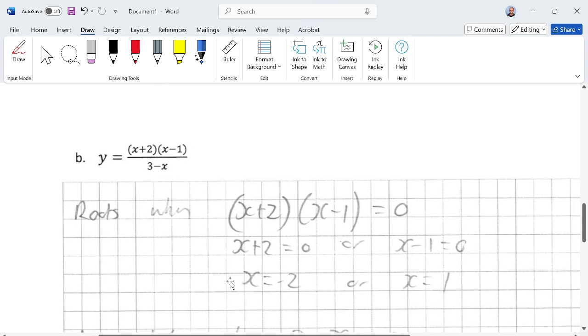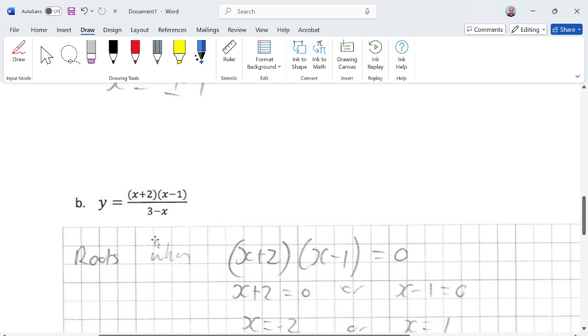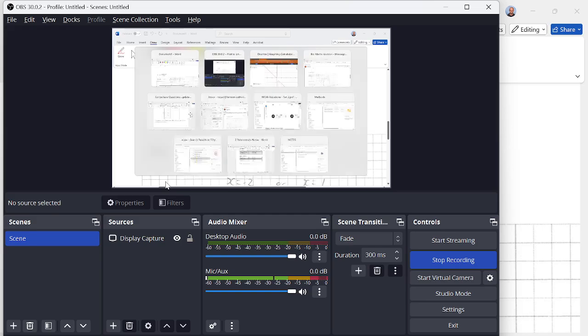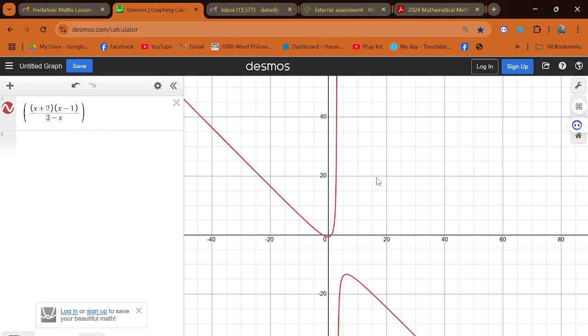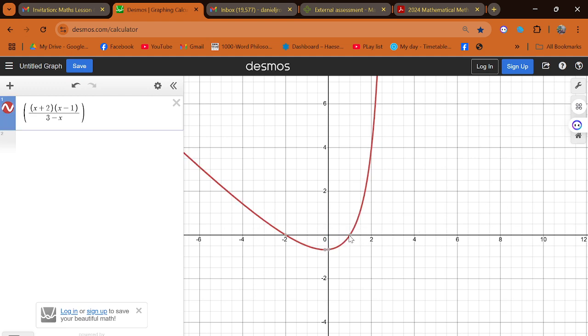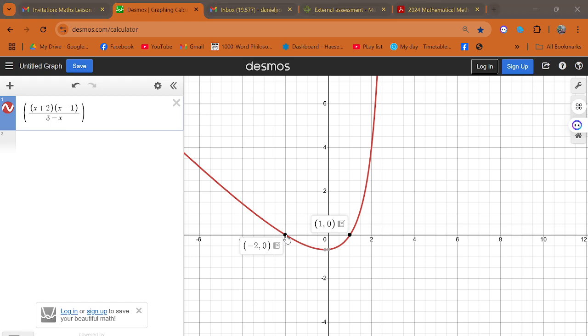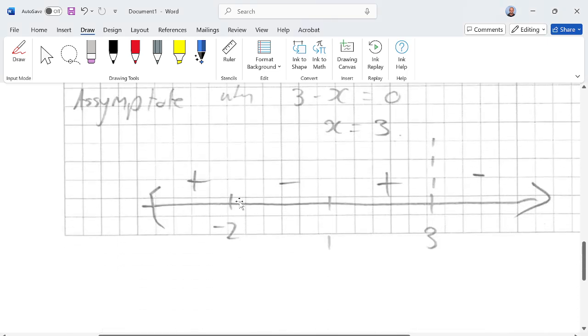Okay, then the third question was about this function and how to draw the sign diagram for it. Now, the first thing is that with this kind of equation, what you'll be doing mostly is looking at the graph from the calculator. So I've gone ahead and graphed it in Desmos. Here's what the graph of it looks like. And we can get the roots from the graph. So we can g-solve the roots. So we have an x-intercept at minus 2 and an x-intercept at 1. So that's displayed there and there.